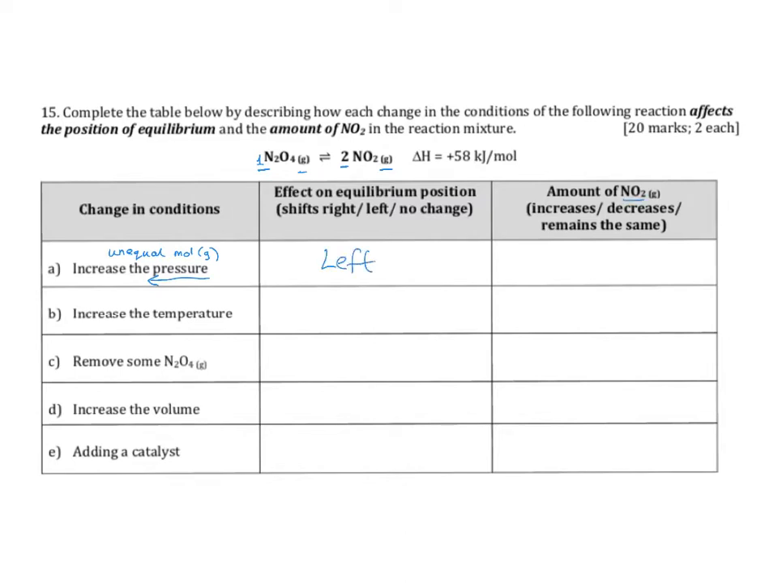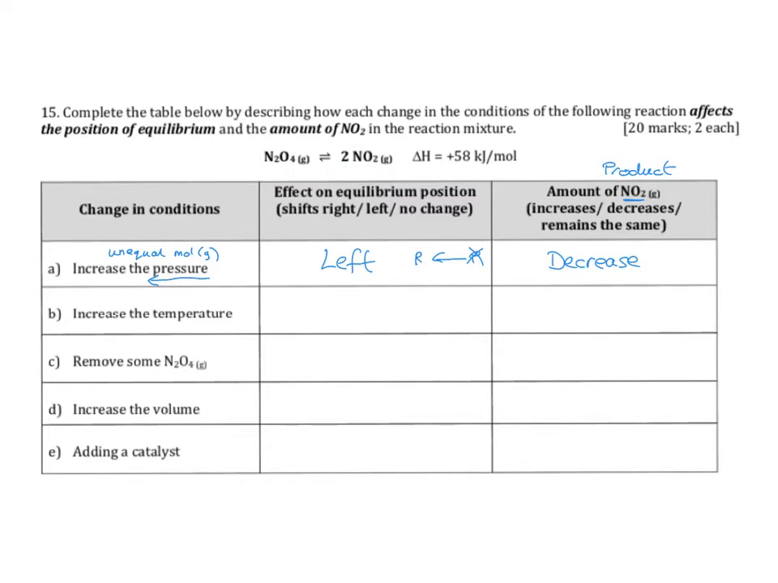Now this is asking about NO2. NO2 you can see is up here and it is a product. So if we're moving our equilibrium to the left, it means we're moving it this way towards the reactants. So there's not going to be so many products. So what we're going to say here is that it is going to decrease. So NO2 is going to decrease because it is a product. So let's delete these and try again.